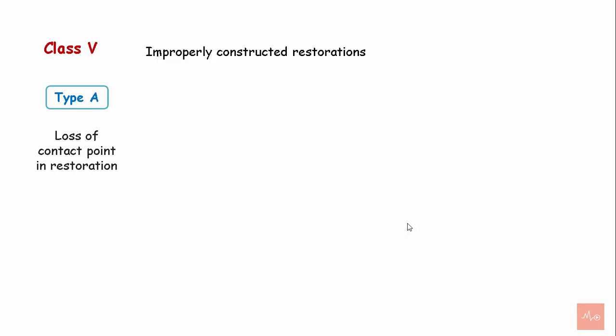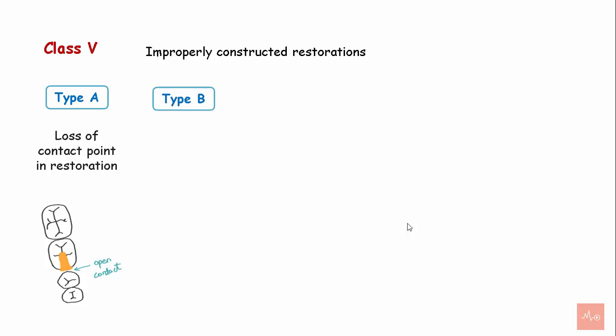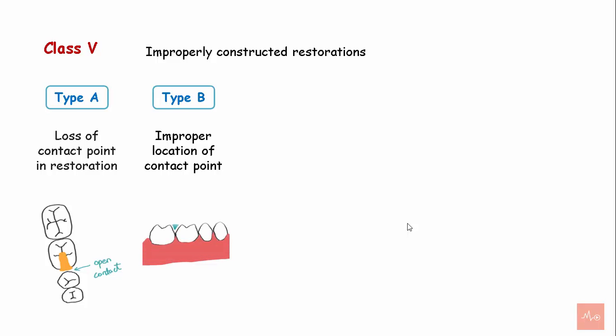Class 5 is associated with improperly constructed restorations. Type A is related to loss of contact point in the restoration. An open contact can lead to food impaction between the two teeth. Type B is associated with improper location of the contact point. The contact point is generally situated just below the marginal ridges. Too far cervical placement of the contact point can lead to food impaction.